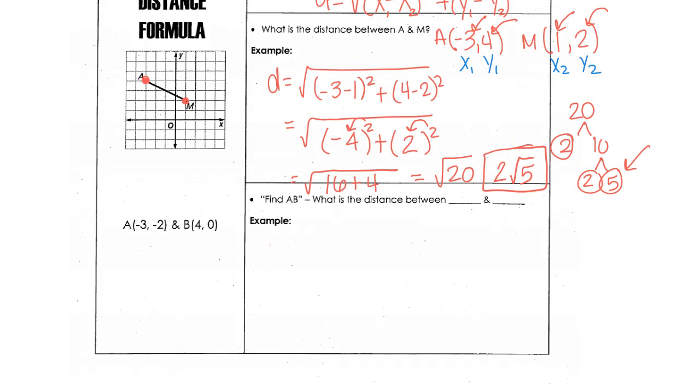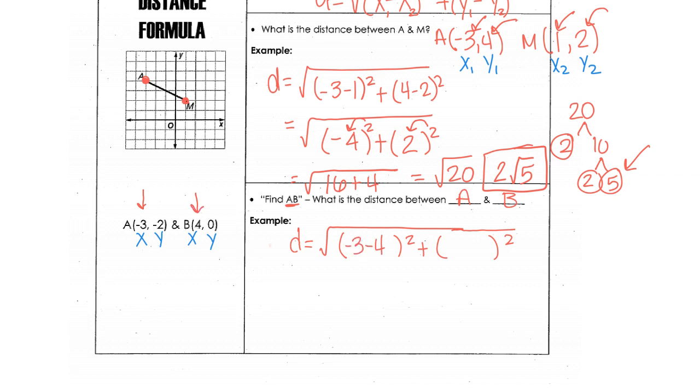So now let's look at this next example. Anytime you see something like find AB, when 2 letters are together like that, that means distance. So what it's really saying is, what is the distance between A and B? Okay, so we're going to do the exact same thing. Let's start with labeling. All right, so in the first set of parentheses, it's x minus the other x. So I'm going to do -3 minus 4. Now I have my y minus my other y. So I'm going to do -2 minus 0.